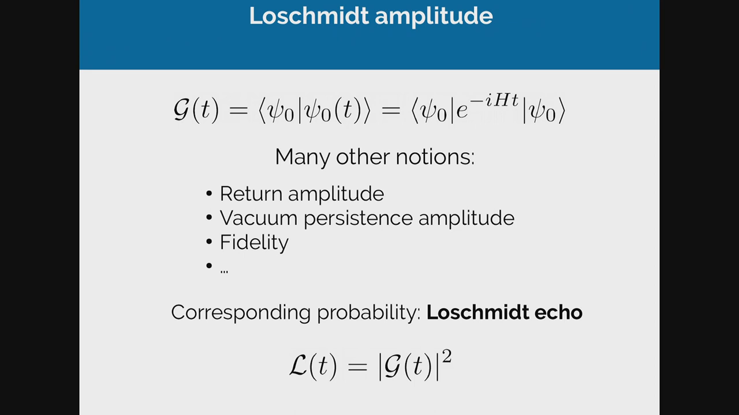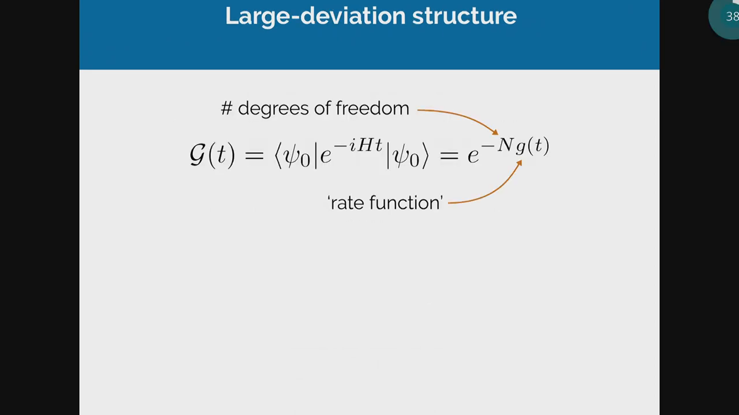So why is this quantity interesting? Let me say one thing before. This quantity has a very important property that will appear in many places in the following, in that it will have a particular dependence on the number of degrees of freedom, and you will see later on why it has to have that. This Loschmidt amplitude exhibits large deviation scaling, meaning that it depends exponentially on system size or number of spins, in general the number of degrees of freedom you have in your system, that I will denote by N.